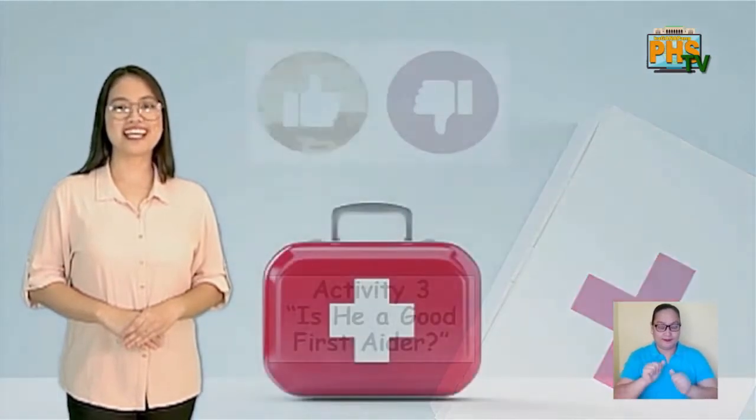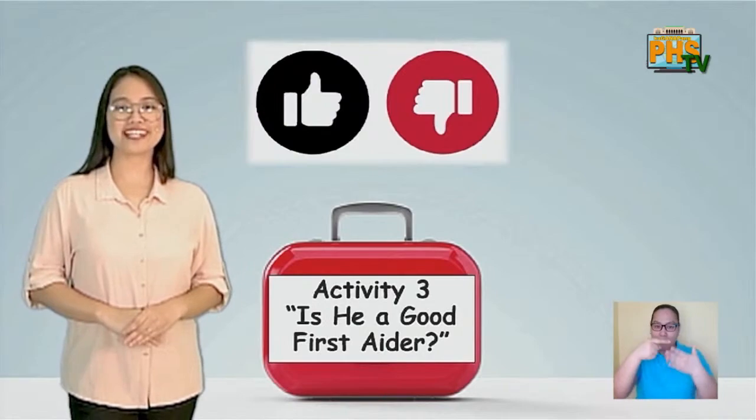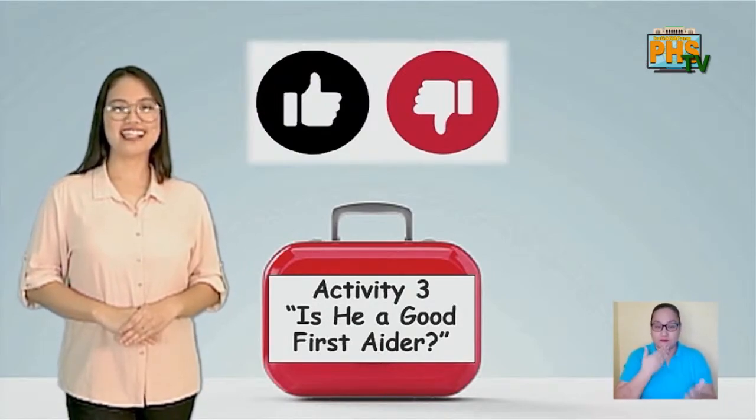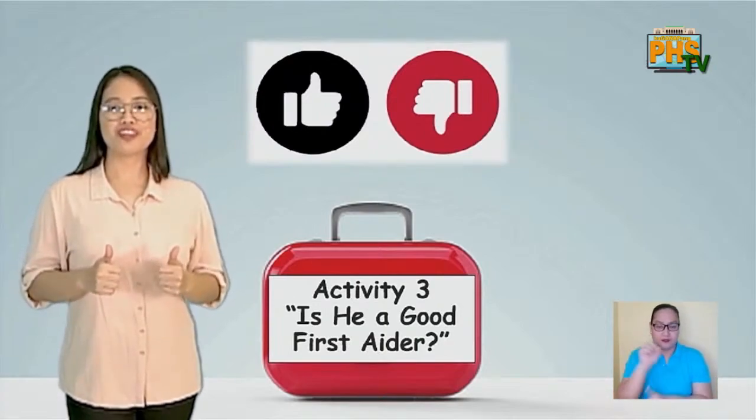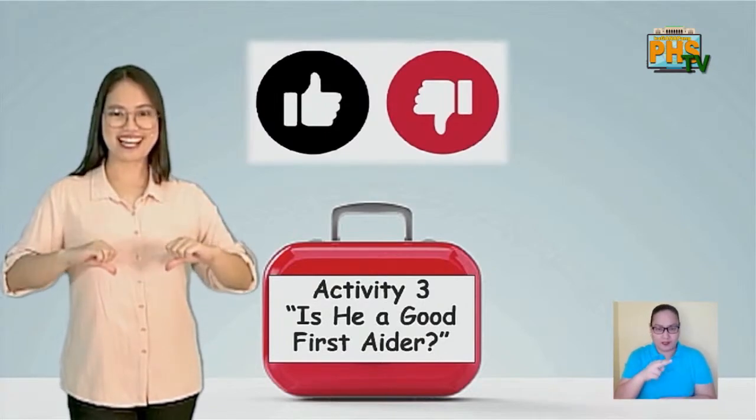Activity 3. Is he a good first aider? Who among the students are good first aiders? Analyze the emergency situations and click thumbs up if you agree with what they did. If you disagree, click thumbs down.